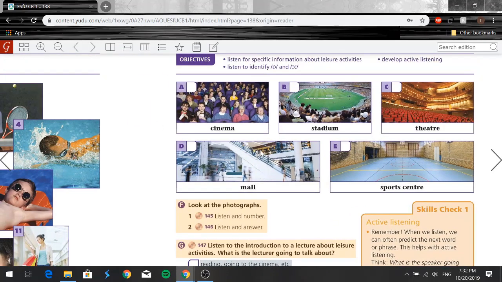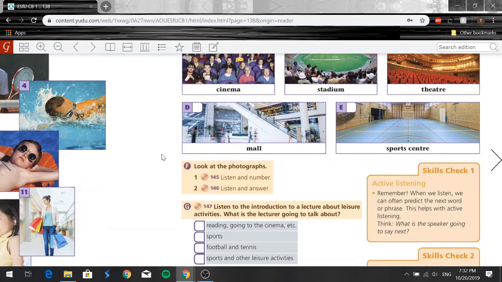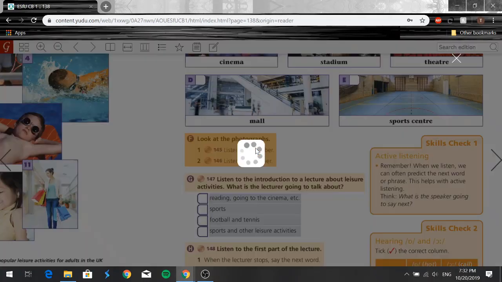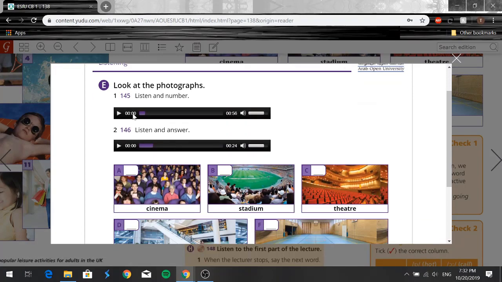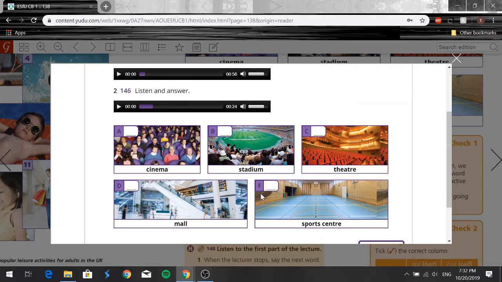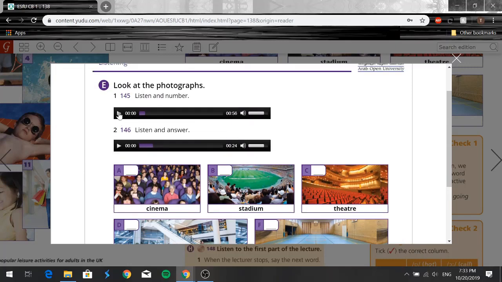Now, let's move on. What do we have here? Here we have some pictures. So we have cinema, stadium, theater, mall, and sports center. Right? Look at the photographs. Alright, so here we go. Let's take a quick look at the photographs here. We're gonna listen and number these words. By the way, this is not F, this is E, okay? So we have A, B, C, D, and E, not F. Okay, so sports center will be E and not F. So let's number these as we go along. Here we go.